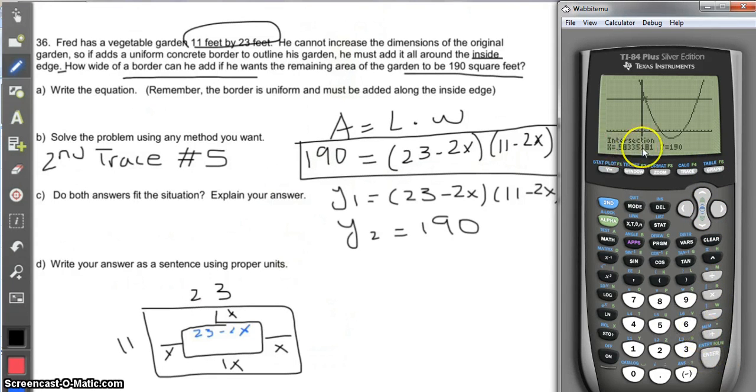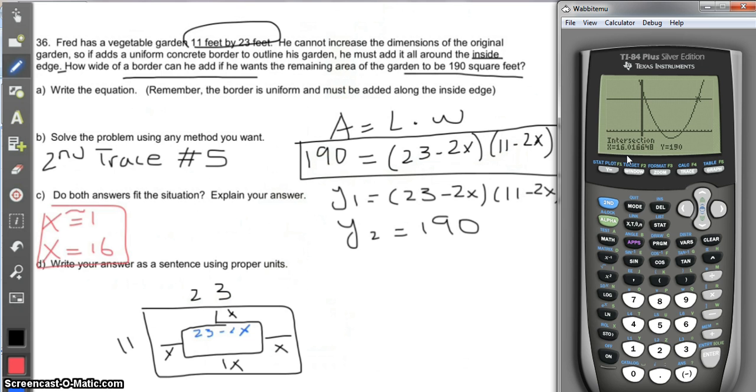So the intersection, the first one is going to be 0.98, which is almost 1. So the first intersection, let's call it x, is going to be almost 1. Now the second intersection, you do the same thing: second trace, number 5, which is intersect, and you go all the way to the other point, so your calculator knows which point you're interested in. And after you get there, you press enter 3 times. So the second one is going to be 16, so x is going to be 16. So those are going to be my answers for number B.